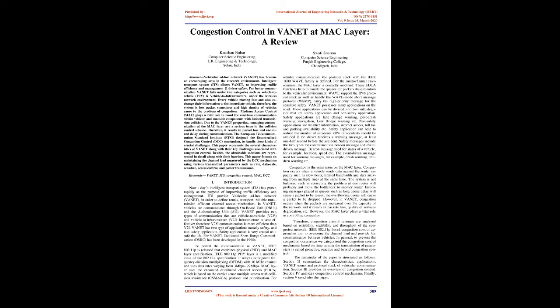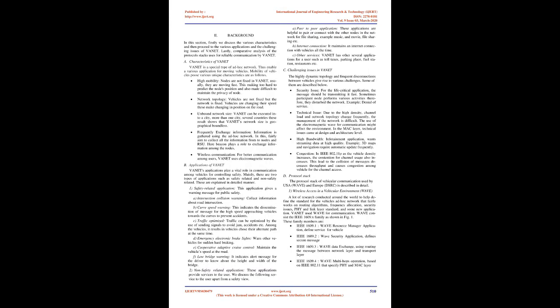Safety messages include two types for communication: beacon message and event-driven message. Beacon message is used for status of a vehicle, for example, location, speed, etc. The event-driven message is used for warning messages, for example, crash warning, children warning, etc. Congestion is the main issue on the MAC layer.